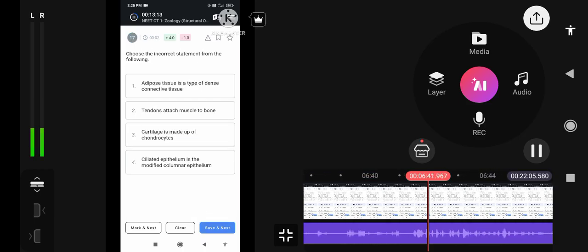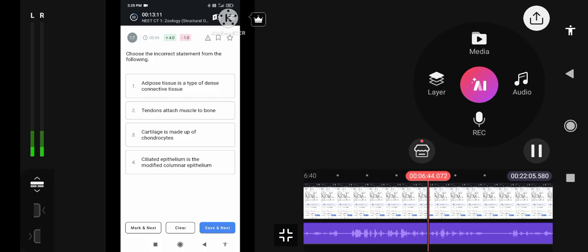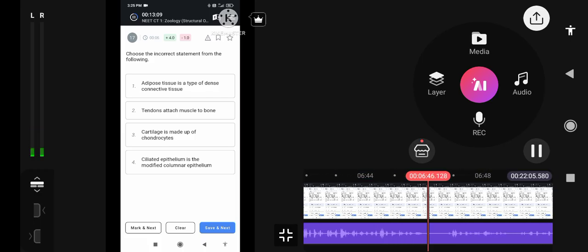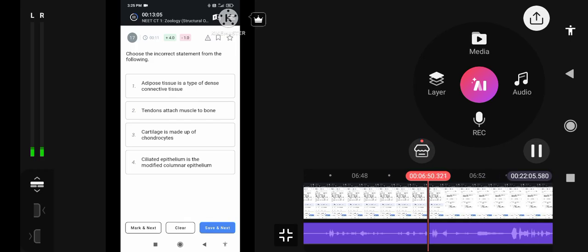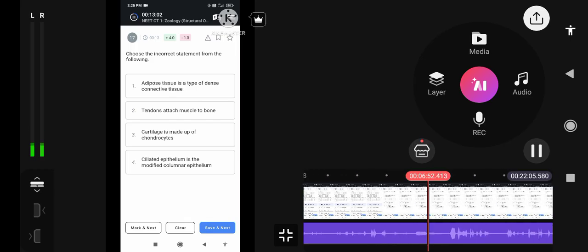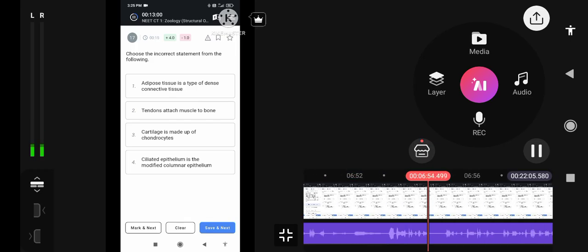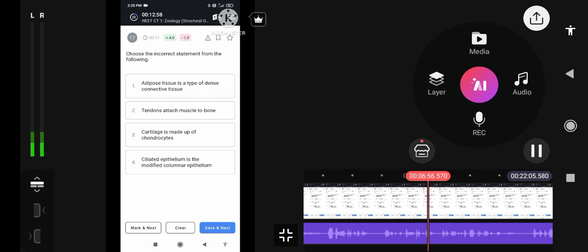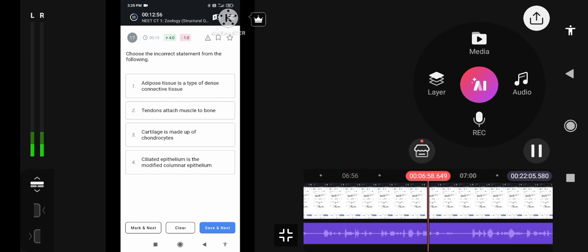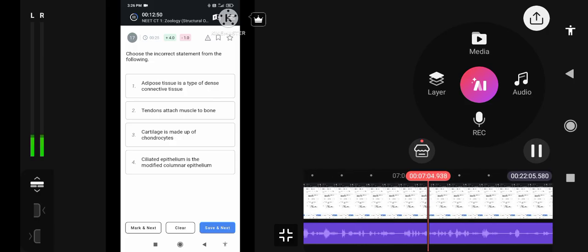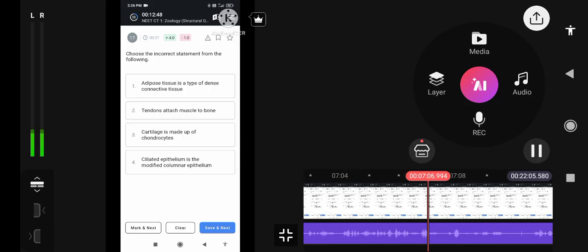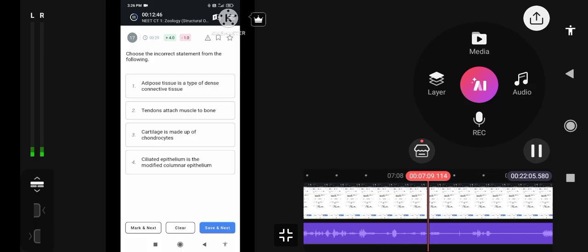Choose the incorrect statement from the following. Adipose tissue is a type of dense connective tissue. No, it's a loose connective tissue. So this is the incorrect one; the first is my answer. Tendons attach muscle to bone, I know. Cartilage is made of chondrocytes, I know. Ciliated epithelium is the modified columnar epithelium, I know. So first is my answer.